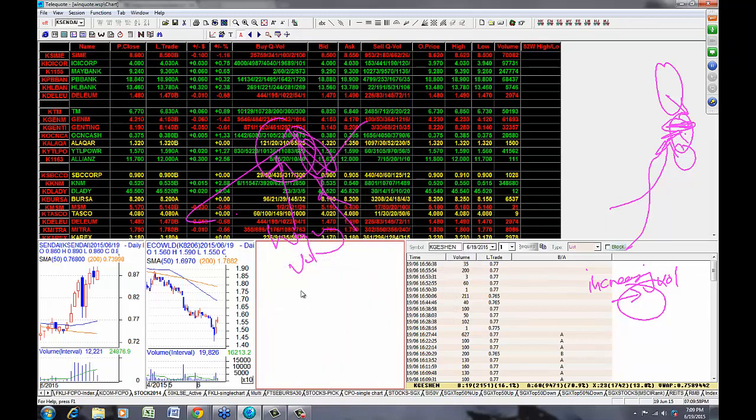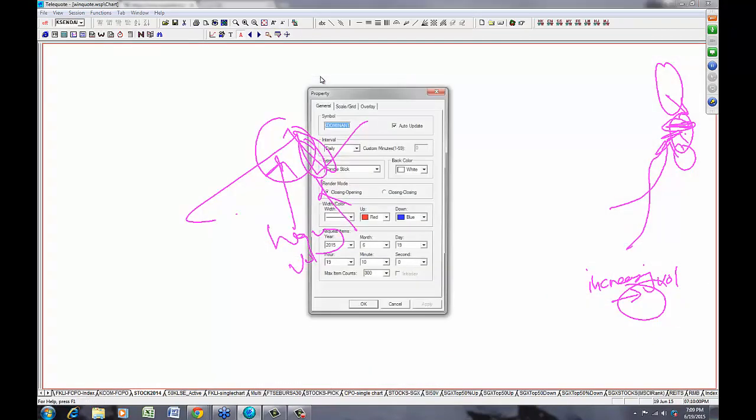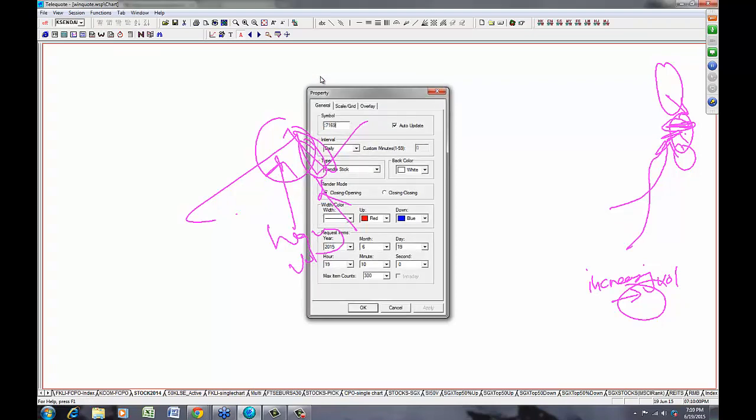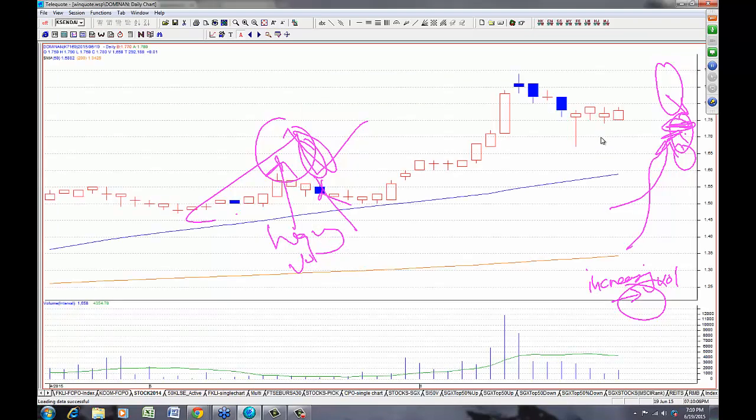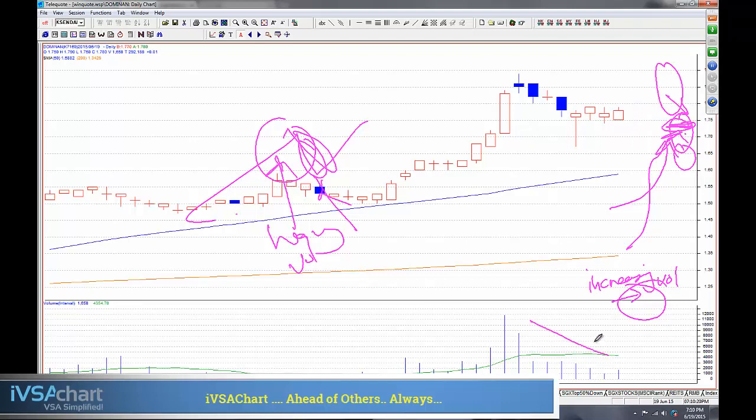I think it's 71. Let's bring it up and take a look at it. 7169. Yeah, still holding up in here, right? And guess what, the volume in here is tested. Now, very interesting in here, you notice the volume decreasing. You want the bars to go higher on heavy volume, but when it comes down, it goes down on decreasing volume. That's very important.